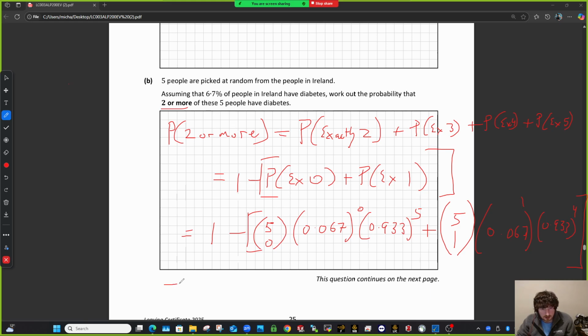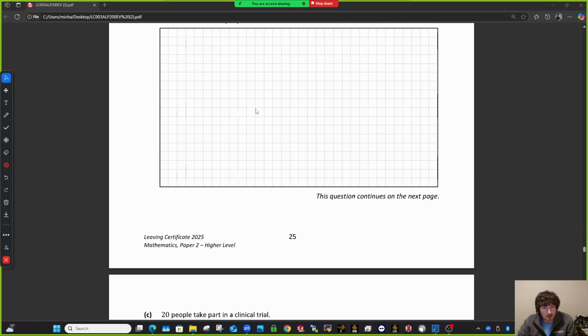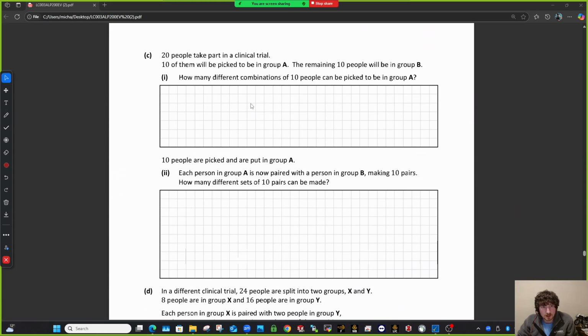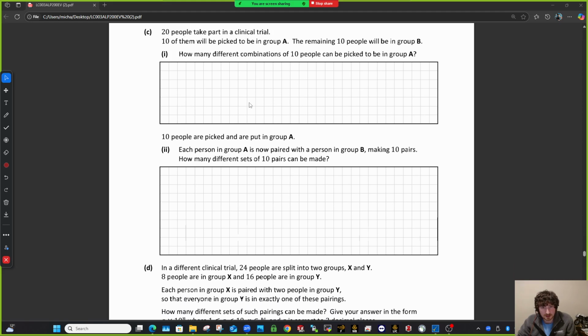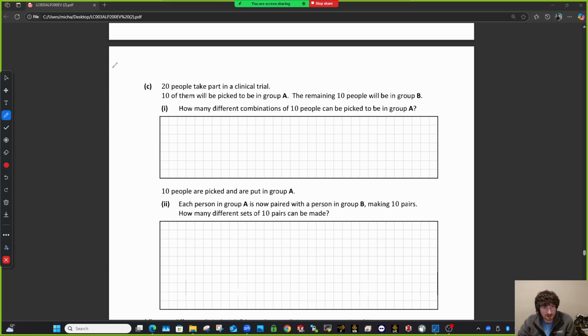Okay, and then I typed all that in and I got 0.0392. Right, that was that. And then there's this miserable section here now. It's hard to put this into words. So we'll get the first thing out of the way here.